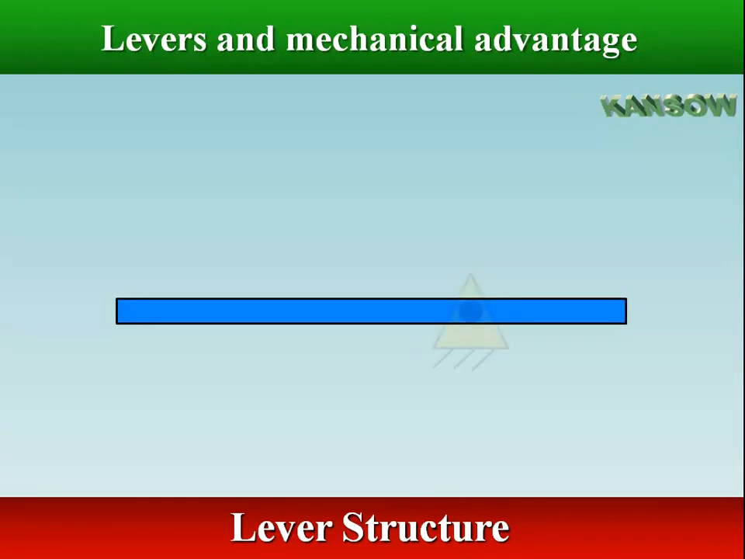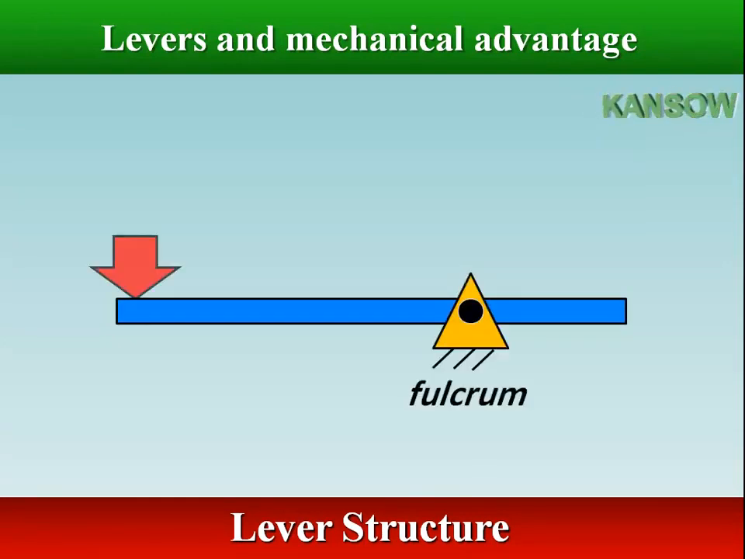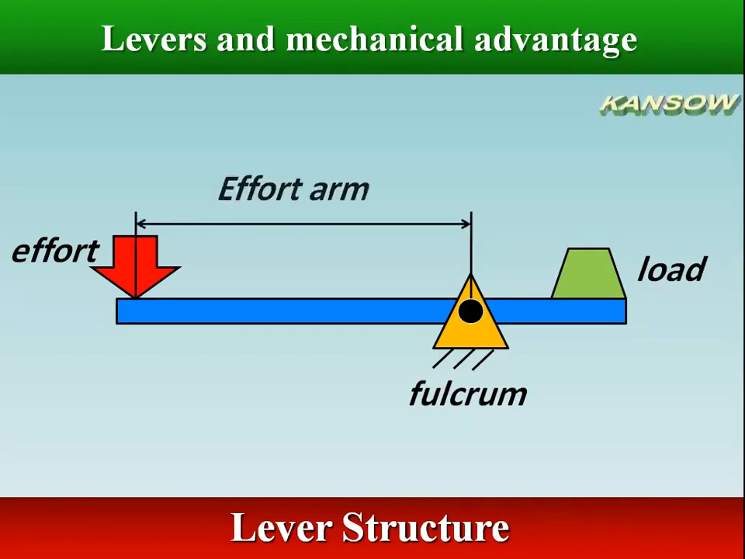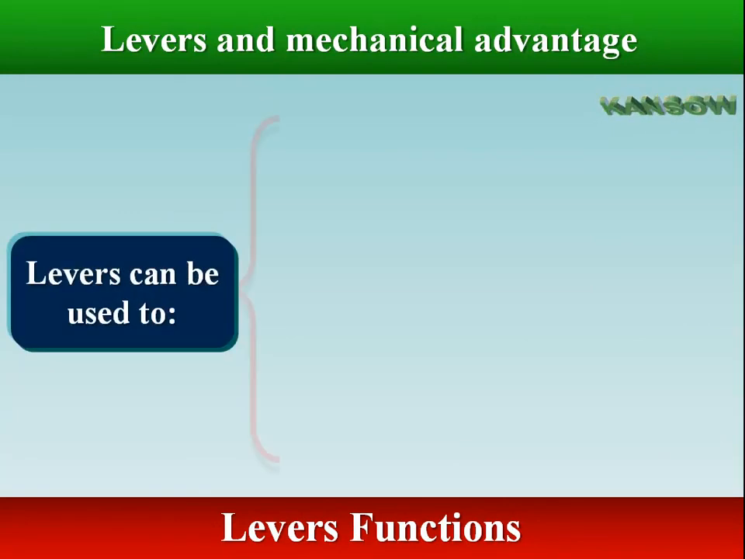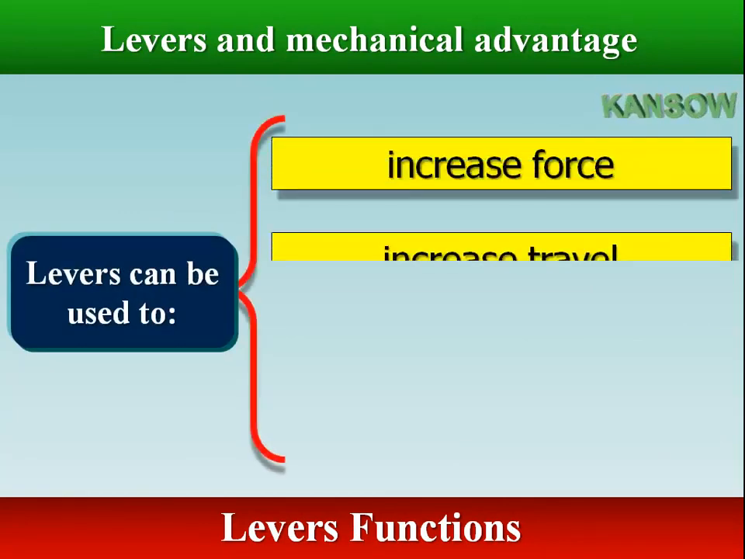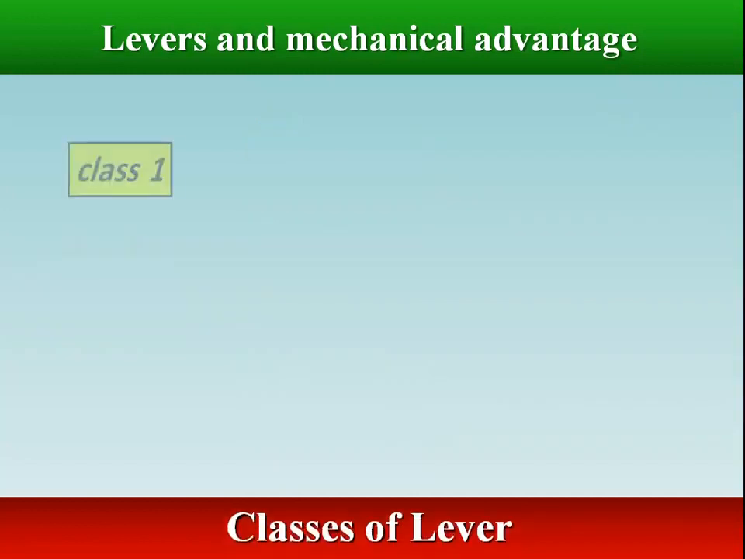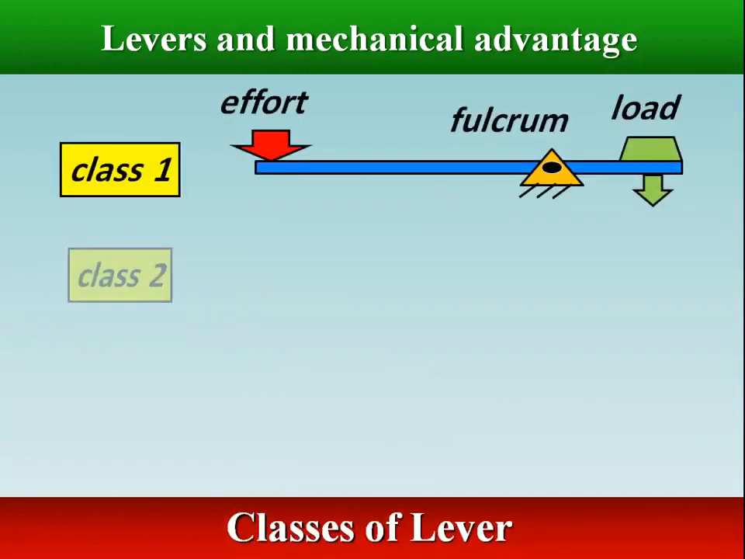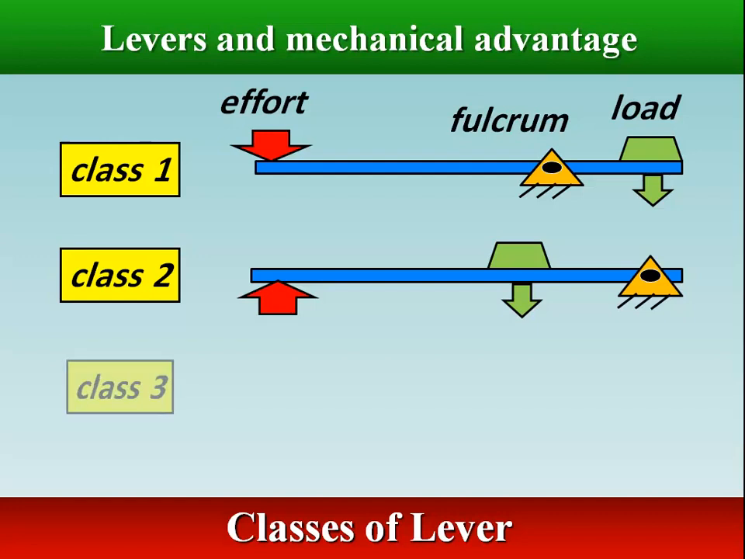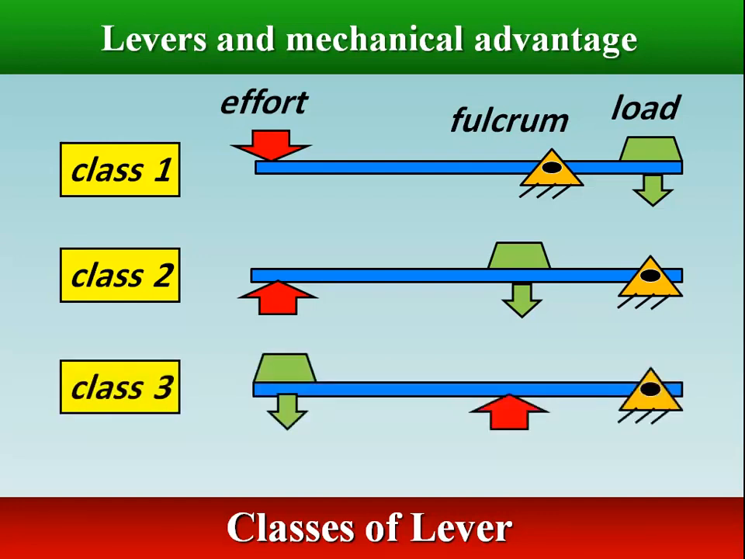A lever is a rigid bar pivoted around a fulcrum, used to transfer a force to a load. Levers can be used to increase force, increase travel, or change the direction of movement. There are three types or classes of levers, according to where the load and effort are located with respect to the fulcrum.